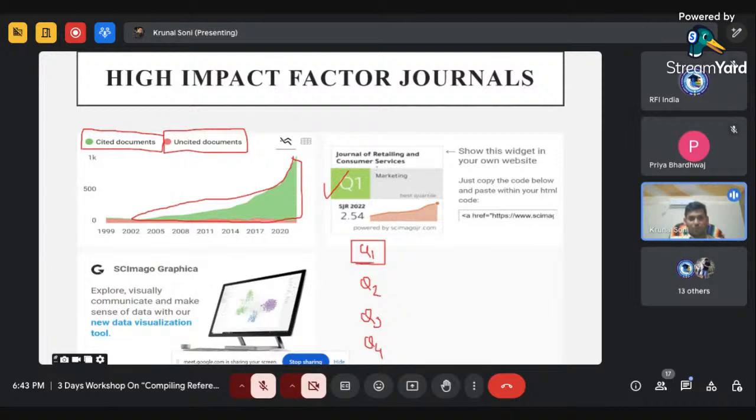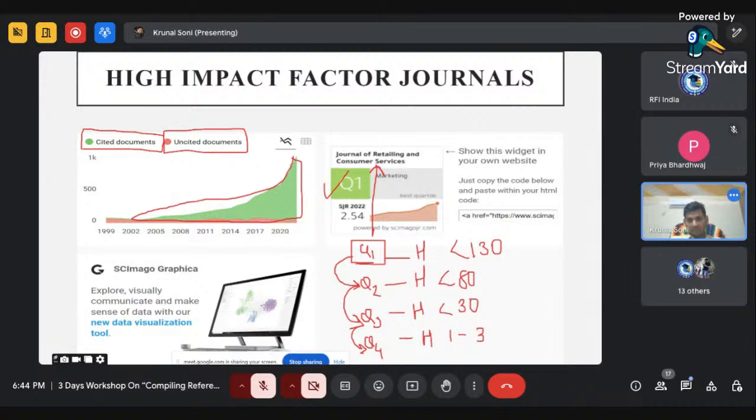You can see this journal is Q1. These are the best journals, and journals of this kind have an H index of not less than 130. Below Q1 there is the Q2 grade, where no journal has an H index less than 70 or 80. Next is Q3, where no journal has an H index less than 20 or 30. Below that, the last category of Scopus is Q4, with an H index of 1 to 30.